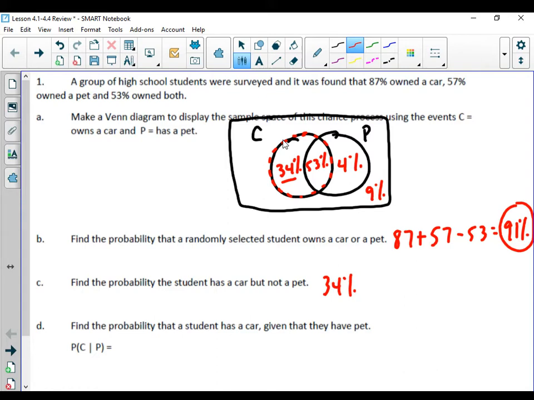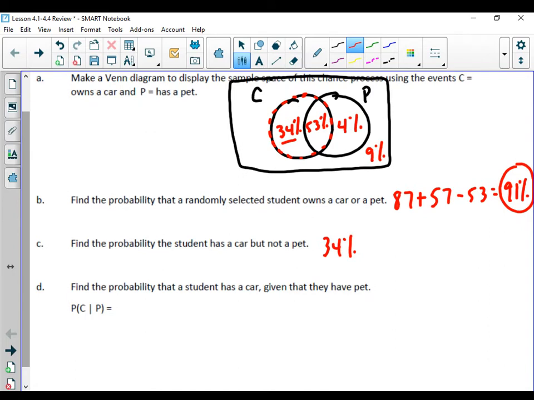Then the tricky one, part D. This was a conditional probability. They want the probability that a student owns a car given that they own a pet. Well, this is where our formula is going to be helpful. I'm going to look at the probability they have both, a car and a pet, divided by the probability of the given fact, which was that they had a pet.